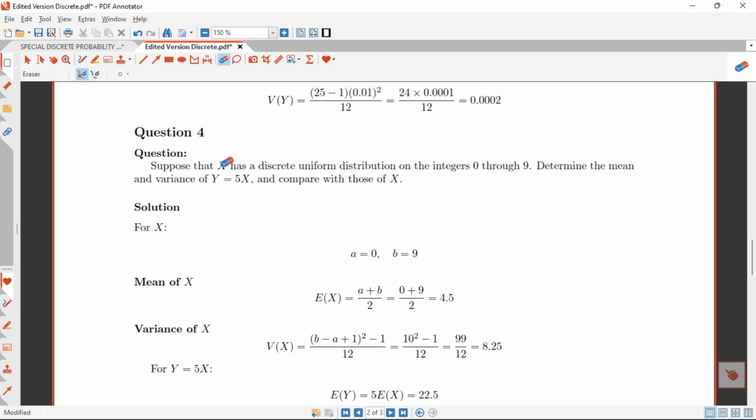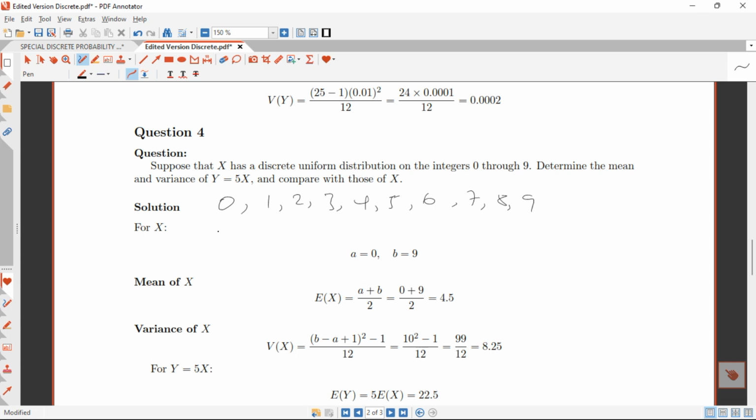Suppose that x has a discrete uniform distribution on the integers 0 through 9. Determine the mean and variance of y equal to 5x and compare with those values of x. That is what we are going to calculate. You see we are having integers, and those integers move from 0 to 9. So that means we are going to get 0, 1, 2, 3, 4, 5, 6, 7, 8, and 9. These are the values that we have.